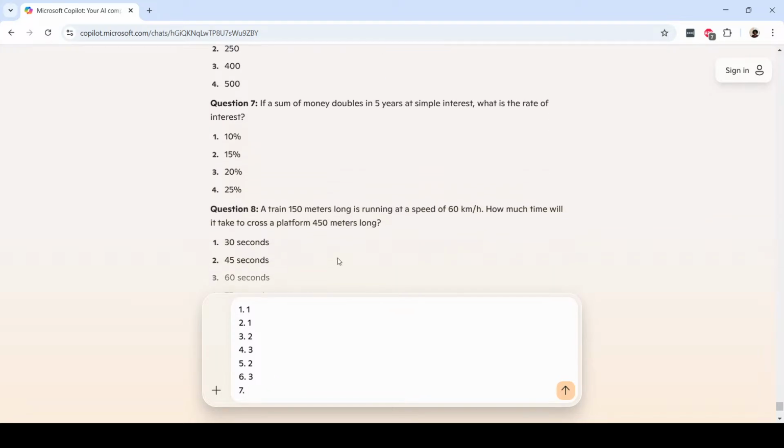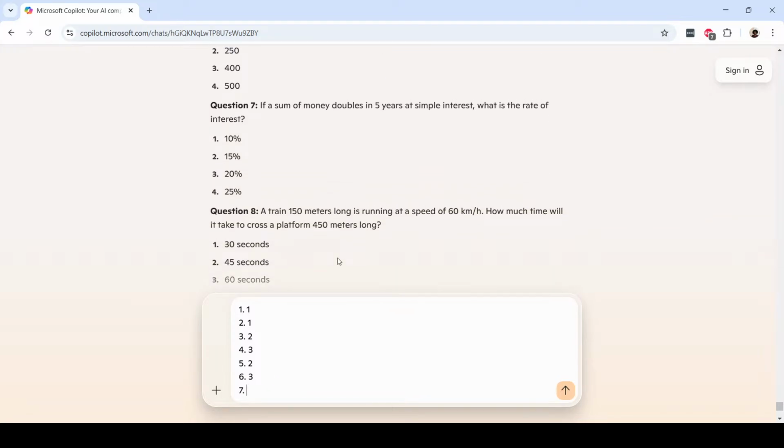If a sum of money doubles in 5 years at simple interest. See, 5 years at simple interest, so the interest is the same as the sum. So x is our interest, and x is our principal also. R we have, n is 5, and 100. So x is gone, and r is 20.